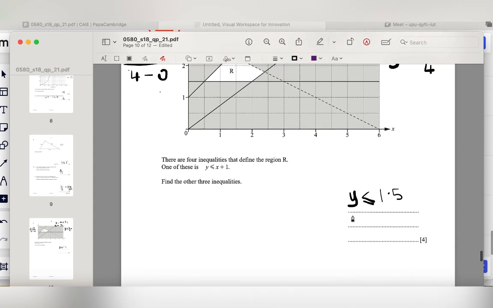So we write here, y is greater than or equal to 3 over 4 x. If we have time, I will explain why it is greater than or equal to. Okay, so this is the inequality for this one, y is greater than or equal to 3 over 4 x.